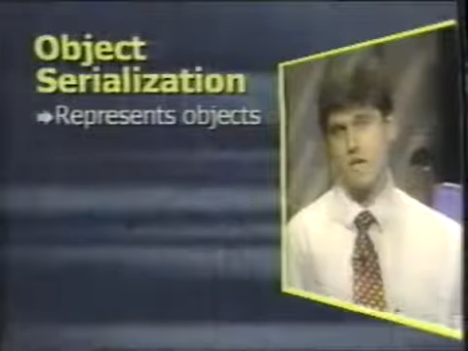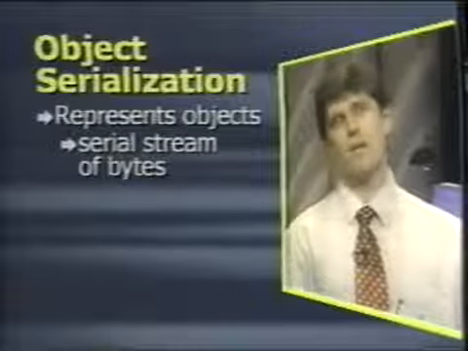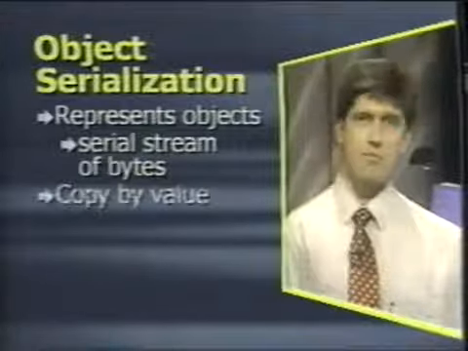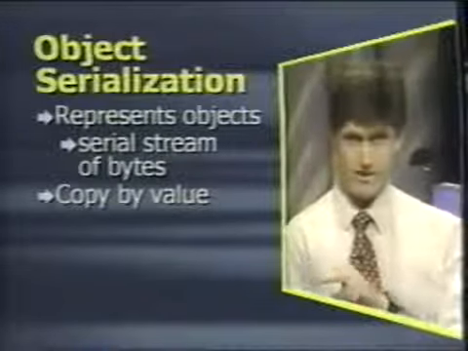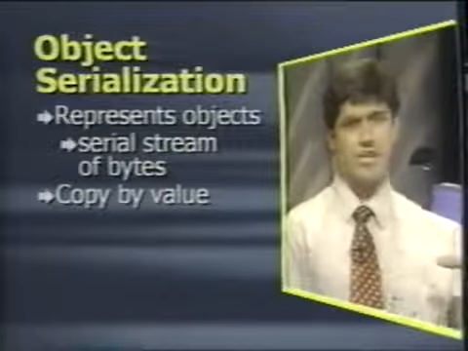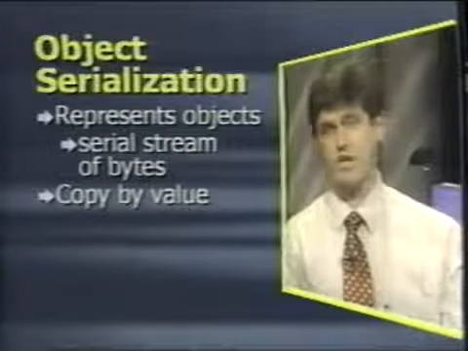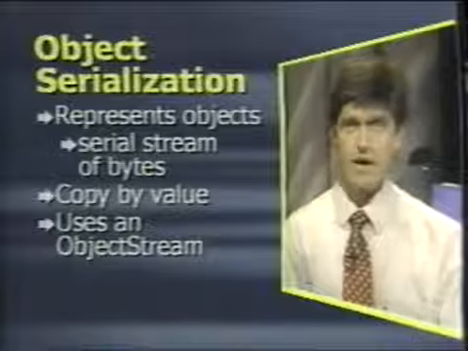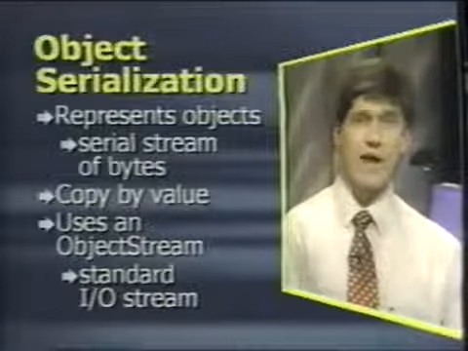Now, this whole environment requires object serialization. Object serialization is a technique for representing objects, which are abstract things, as a serial stream of bytes. What object serialization does is give you a copy by value. What that means is when you create an object and then serialize it, it doesn't actually move the object somewhere else. The object still exists here, but it creates a serial representation that can be sent over an object stream. This is a standard input or output stream in Java that has been extended to handle object types, serialized object types.